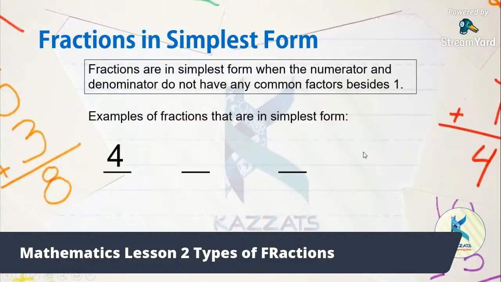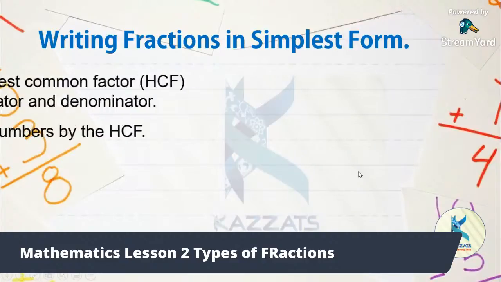For example, we have 4 over 5, 2 over 11 and 3 over 8. Can you see that we cannot divide the numerator and denominator by any common number? Like 4 is in simplest form and 5 is in simplest form. If we write 8 over 10, then we can simplify it by reducing and get the answer 4 over 5. But when there is nothing common between 4 and 5, it means that they are in the simplest form. Okay, writing the fractions in simplest form.